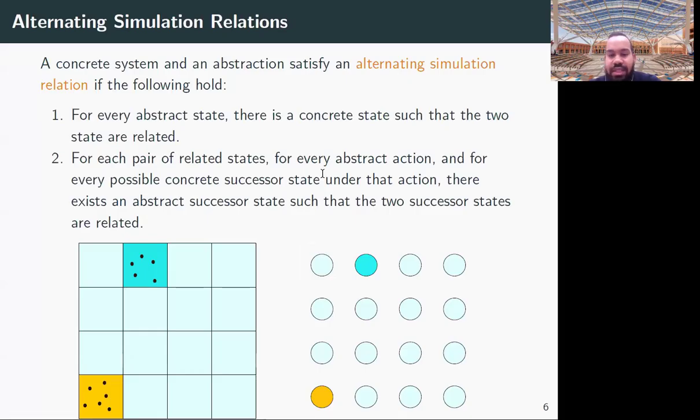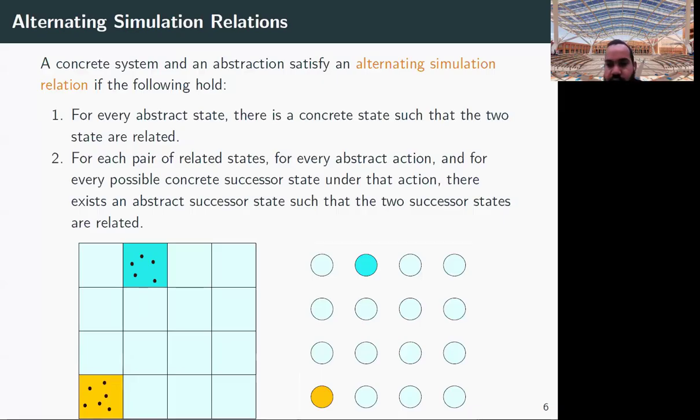And second, and this is the more complex condition, is when we have a pair of related states and the abstract system takes some action from the abstract state, then in the concrete system, for any possible successor that you can reach, there must exist a corresponding successor state in the abstract system that remains related. So to summarize, when the concrete system makes a move, the abstract system must be able to follow it.